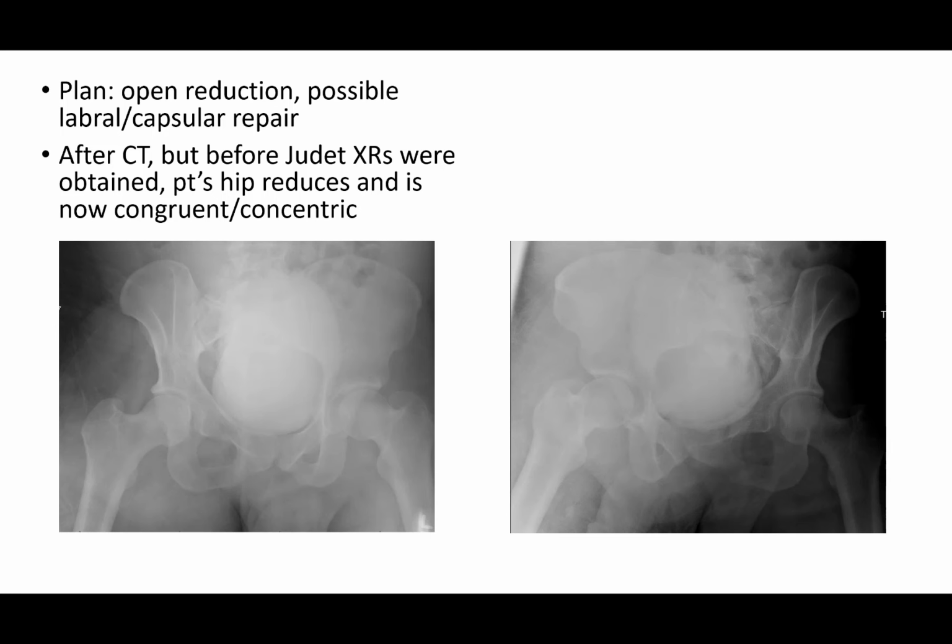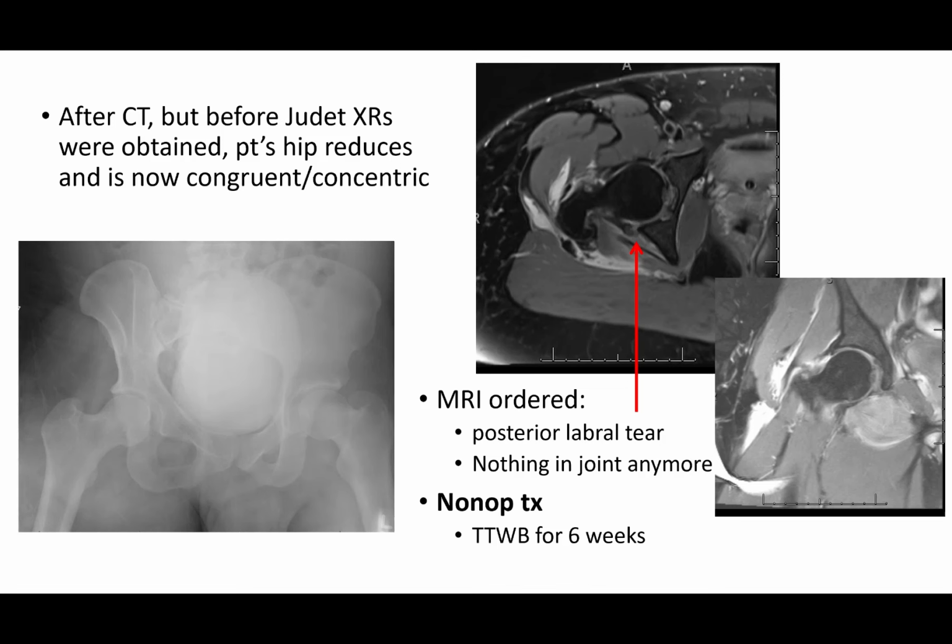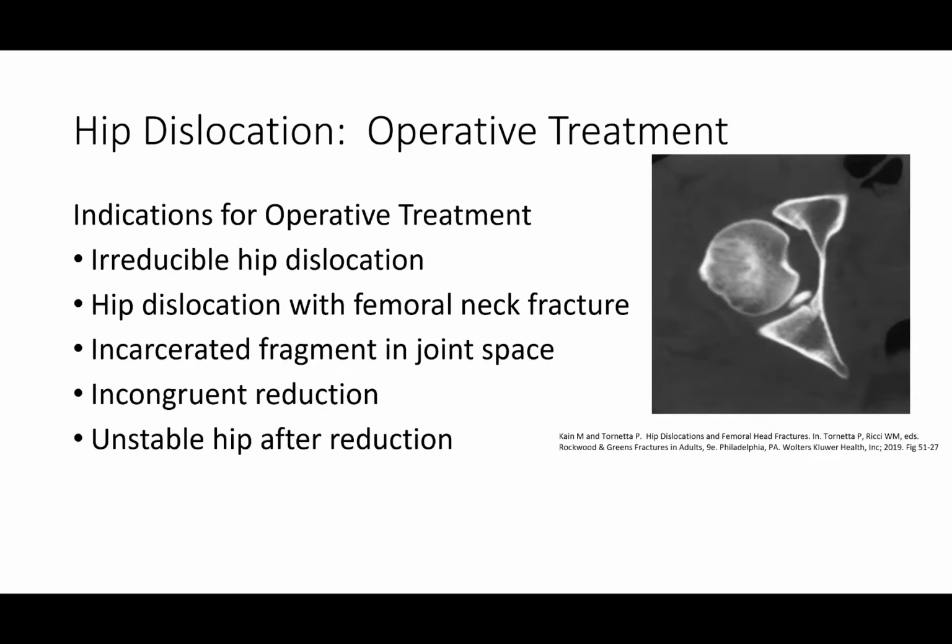post-reduction views and the hip looks reduced. So he ended up not needing surgery. An MRI is obtained, and there is a posterior labral tear, but certainly nothing blocking reduction in the joint. So treated non-surgically, toe touch weight bearing for 6 weeks.